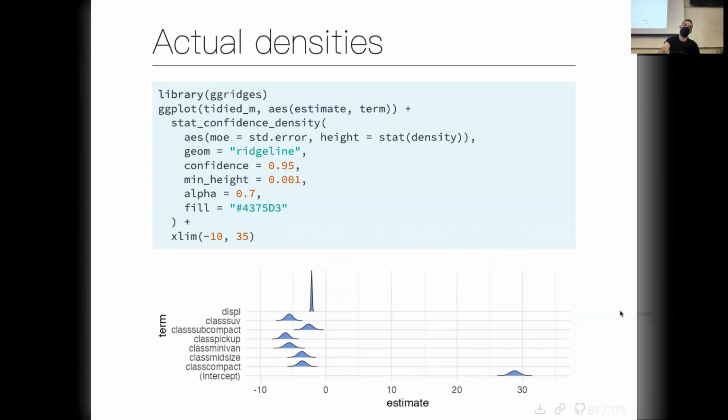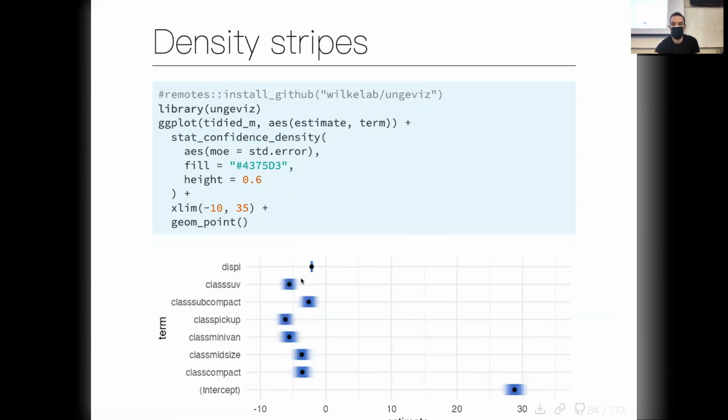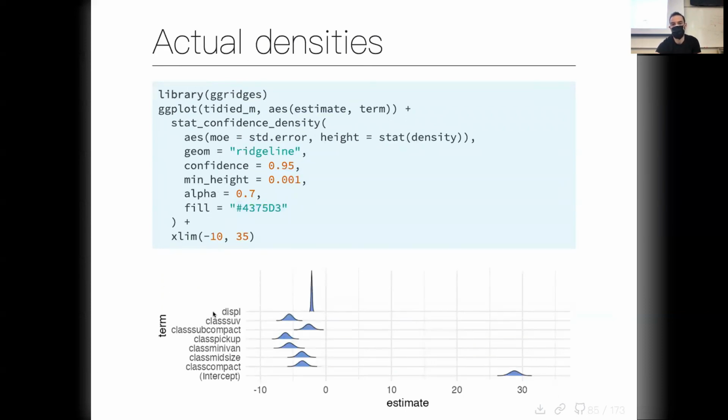The other thing that we can do also, from ggridges, is use stat confidence density. We can actually plot the actual densities of these things rather than the density stripes. I actually prefer the density stripes, but either one, they both help, and they're both just alternative ways of doing this.